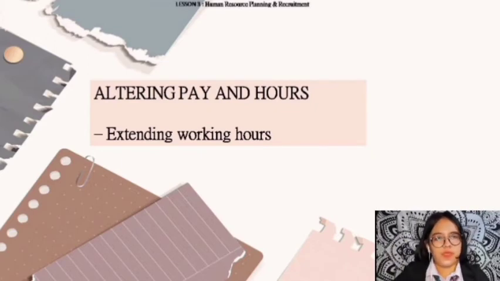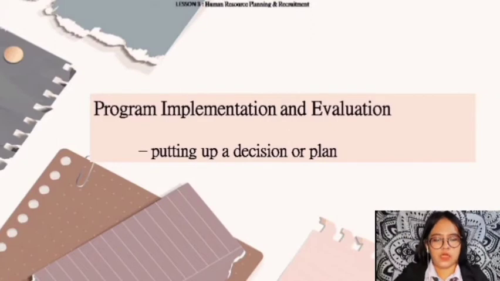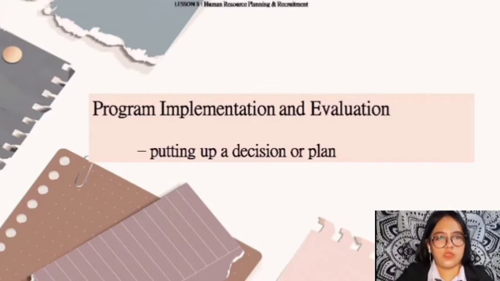Lastly, program implementation and evaluation. Program implementation is putting up a decision or plan and making sure to make someone responsible for the given task to accomplish the real goal. It is also important to have regular progress reports on the implementation to check if it's implemented poorly or even moderately well. Its goals are unlikely to be achieved or the results will be less significant. And the last step is to evaluate the results.